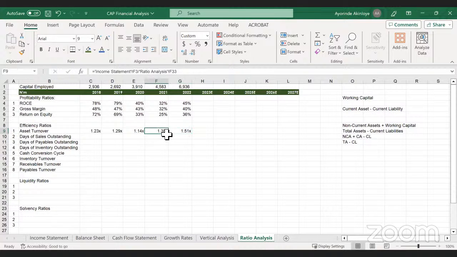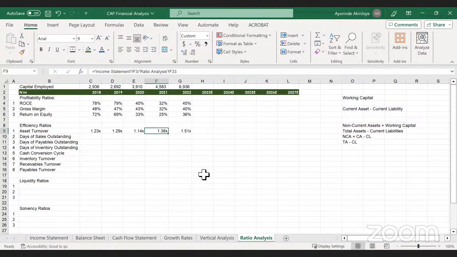But again, another question you have to ask is, yes, there's an increase in assets turnover in 2021 and 2022, which indicates that the company is efficient in using its assets to generate revenue. But the question you have to ask yourself is, that increase in revenue, where is it coming from? Is it coming from producing more paints and selling more paints? Or is it coming from an increase in price? So there are two different things, right?